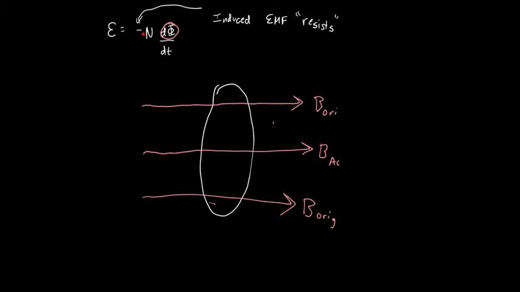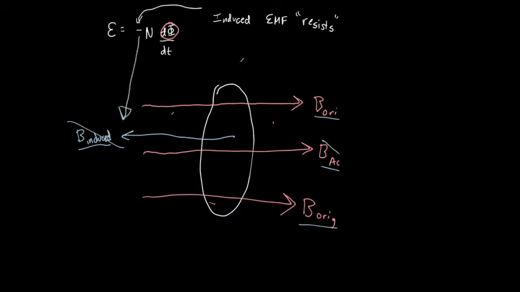So what this negative sign tells us is it's going to try to create some current that's going to induce a magnetic field that's going to go backwards. So B induced. And by doing that, I've created a magnetic field, B induced, that cancels out this B additional. So these two cancel each other out, and I'm back to just 2 magnetic field lines going through this. That's what this negative sign does. It tries to cancel out any kind of change that you have.